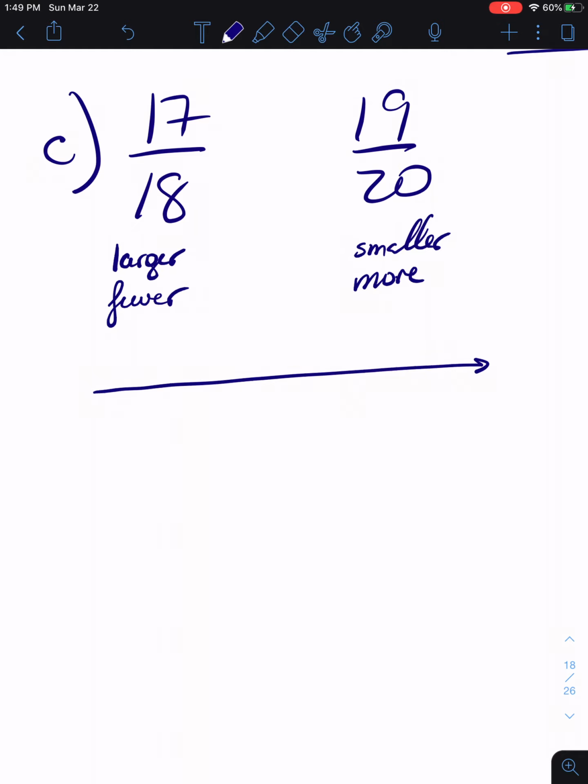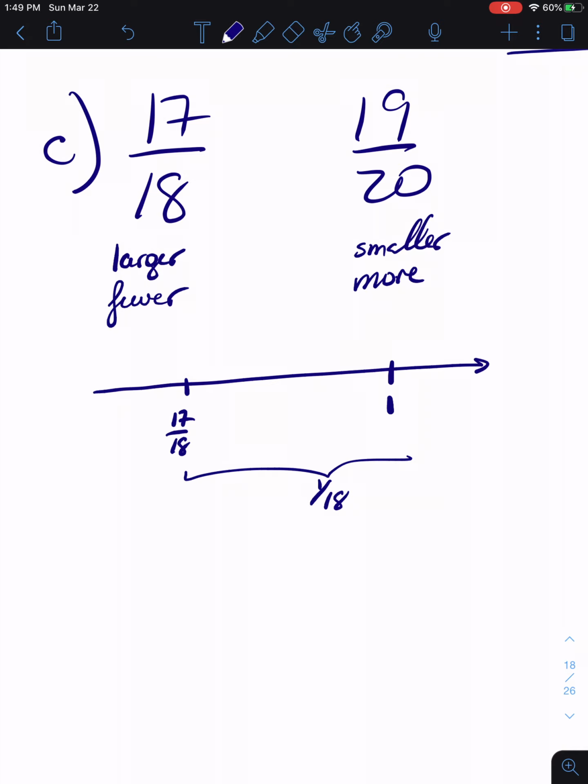What are they close to? It looks like they're really close to 1. They're just short of 1. 1 piece short of 1, right? So 17/18ths, you need 1 more 18th. And then 19/20ths, you need 1 more 20th. So if this is our 17/18ths, this is our 1/18th that we're missing.